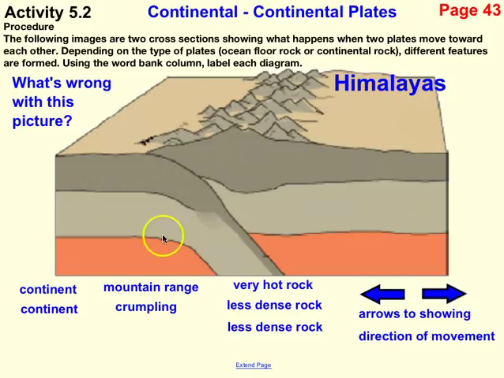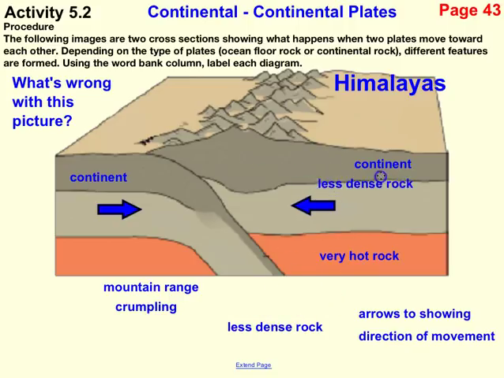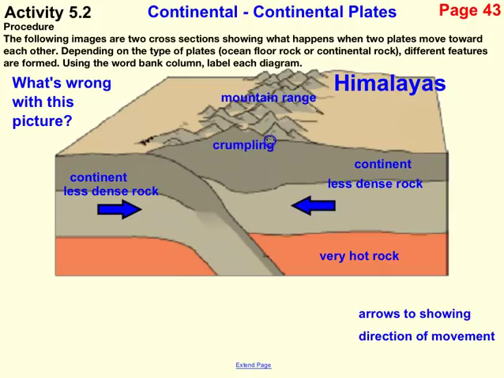All right, so you've had a chance to label everything. And again, most of this is pretty common sense. You have your continents. You have this plate moving this way, this plate moving this way. You can have your very hot rock down here. This is less dense rock because it's both continental, it's both granitic. You've got your mountain range here. You've got your crumpling, I would say, happening right here where they come together. And again, I would have put more crumpling over here too. Otherwise, it makes it look like this plate is just simply subducting underneath, and that's not quite accurate.